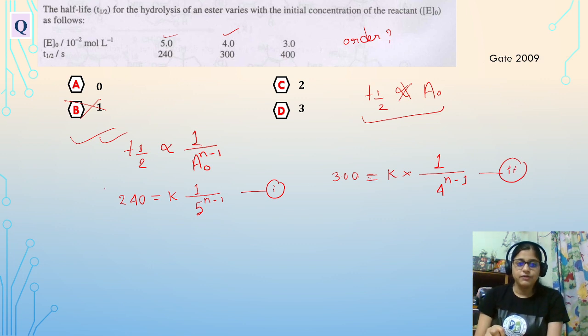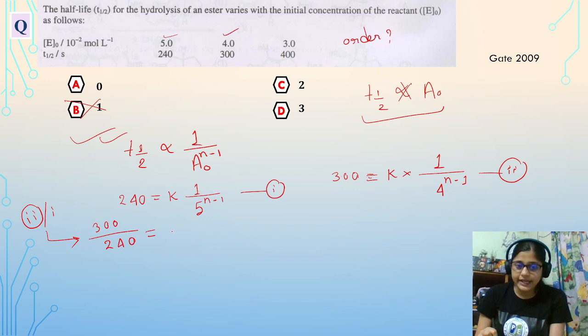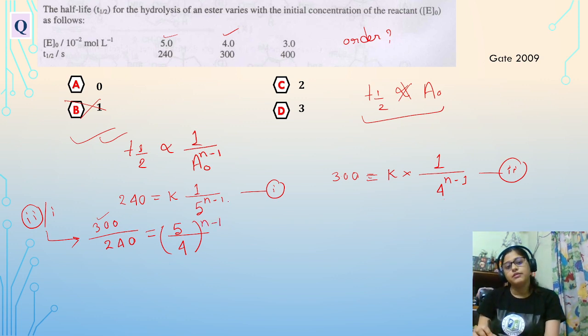Let's try to divide this one, like 2 by 1. Let's check what will happen. 300 by 240. You're following, right? And K will be cut down, and this will be, so 300 is there, so here below is 4 to the power n minus 1, and here is 5. So it will be 5 by 4 to the power n minus 1. Please try to understand here. Be careful, okay?